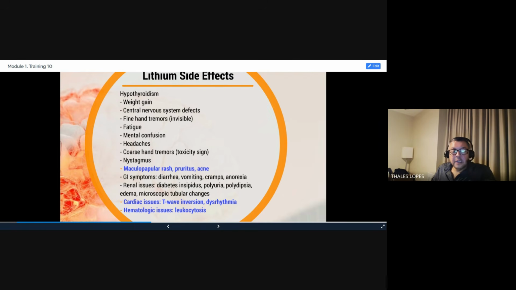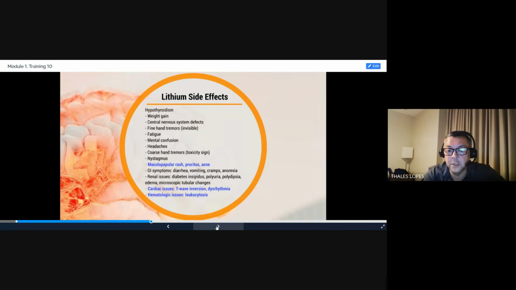right? Remember how we ask for the EKG? Why we ask for the EKG? T inversions, right? T inversion, dysrhythmia, it's high yield. You should know T inversion. And it may cause hematologic issues like leukocytosis, right? Decrease in your, dysfunction on your white blood cells.